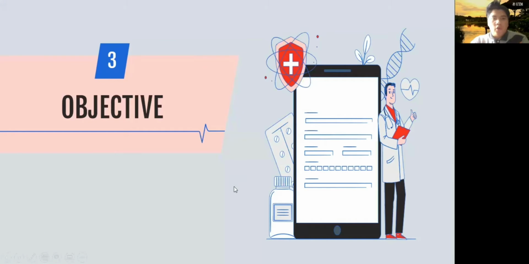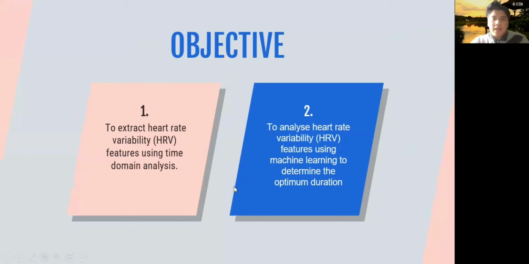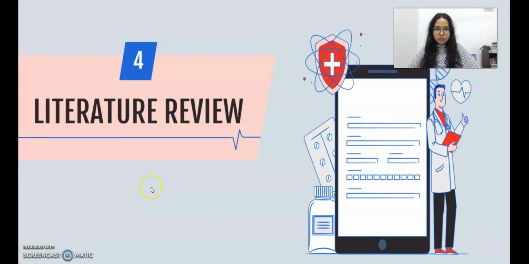Okay, next we move on to the objectives. The first objective is to extract heart rate variability (HRV) features using time domain analysis. And the second one is to analyze HRV features using machine learning to determine the optimum duration.